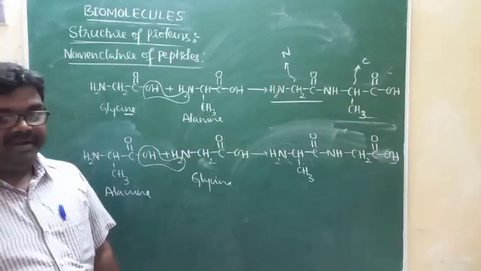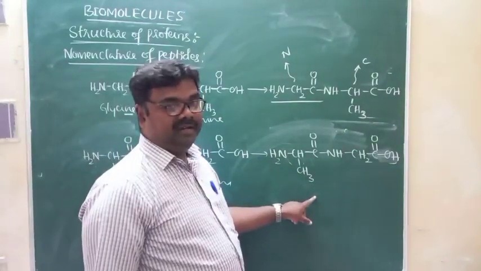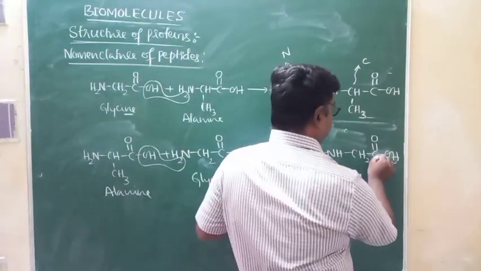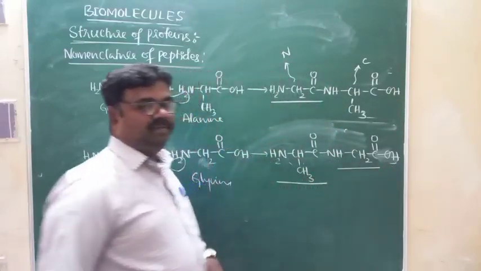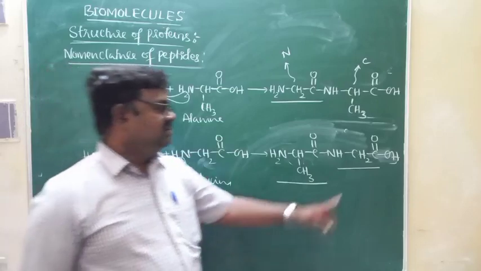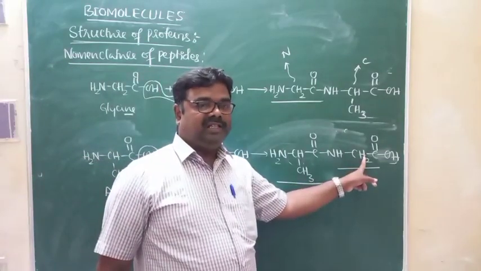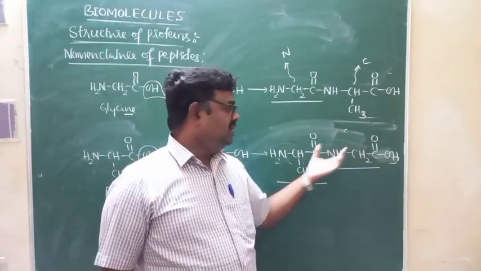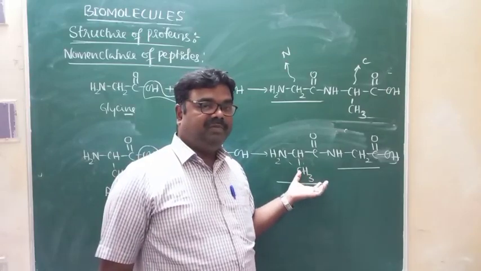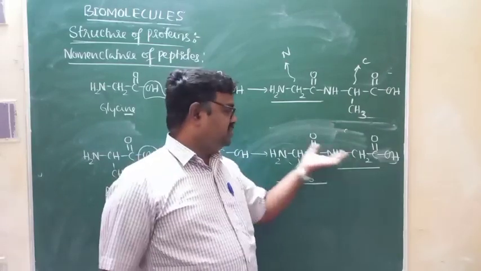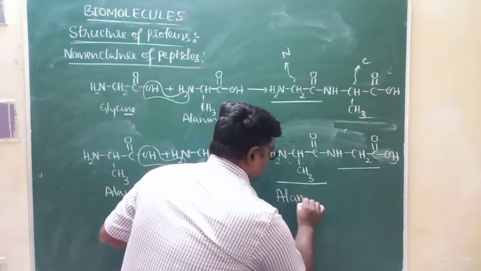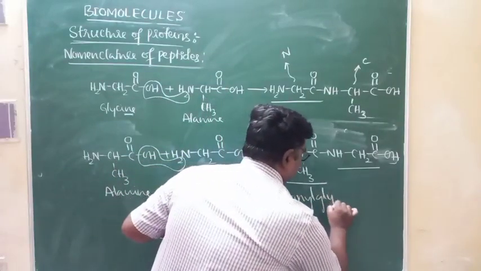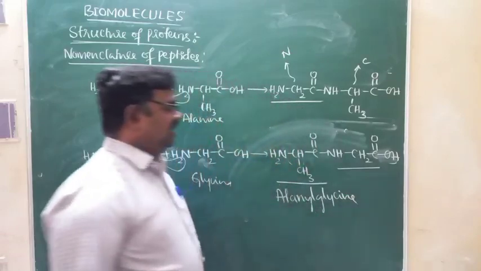This is a dipeptide. In this particular dipeptide, at the C terminal we have glycine, and at the N terminal we have alanine. How is the base name obtained? It is the name of the amino acid at the C terminal. Therefore the base name of this peptide is glycine. The substituent is alanine, which is why it is named alanyl. It is named alanyl glycine.